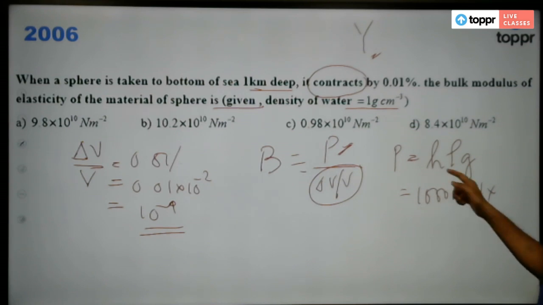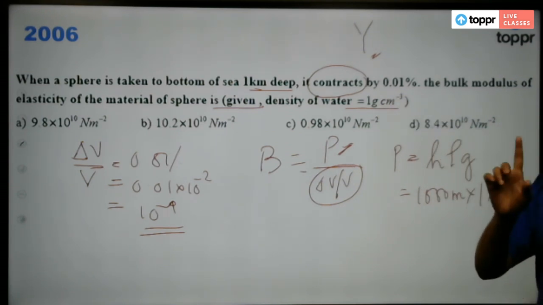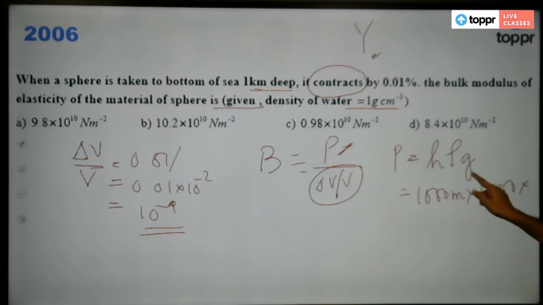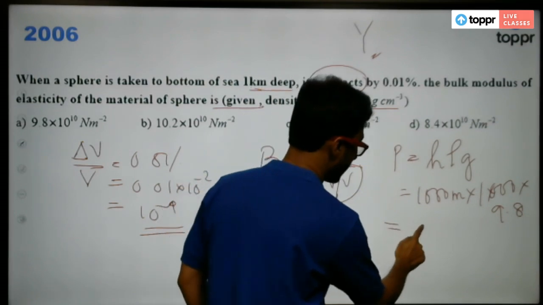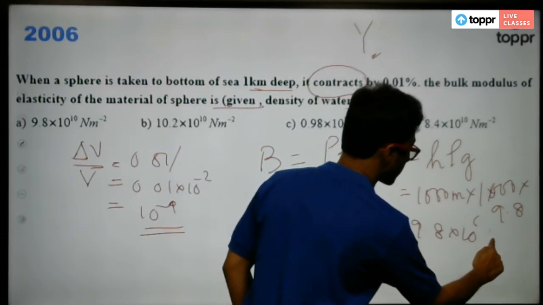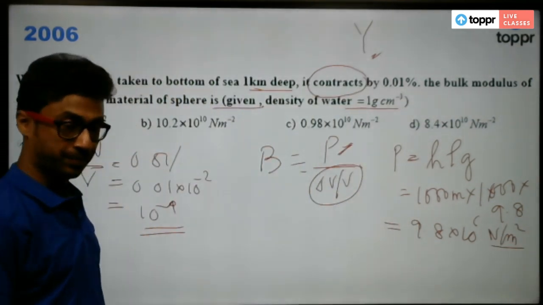Now everything we are trying to find out in the SI system. So 1 gram per cc is nothing but 1000 kg per meter cube. So the density will also be 1000 here, right? Into gravity, g is 9.8. So the pressure is coming 9.8 into 10 to the power 6. It will be Newton per meter square, that is Pascal, right?